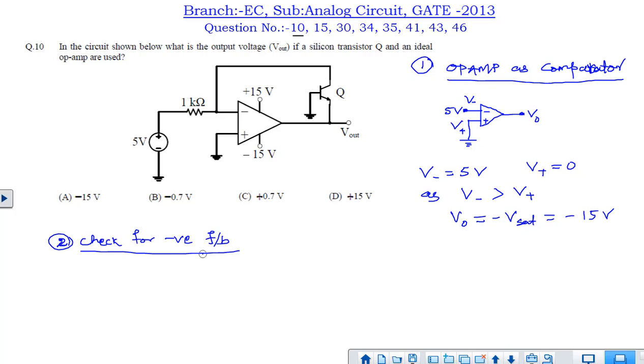Next, the second step is to check if there is any negative feedback or not. As the output voltage is minus 15 volt, the emitter of Q is at minus 15 volt and the base is 0, but only 0.7 volt is required to forward bias this junction, while the available voltage is 15 volt. So this junction will get forward biased, and once it does, the collector current or emitter current will flow across this, hence there will be negative feedback. So we can apply the virtual ground concept.